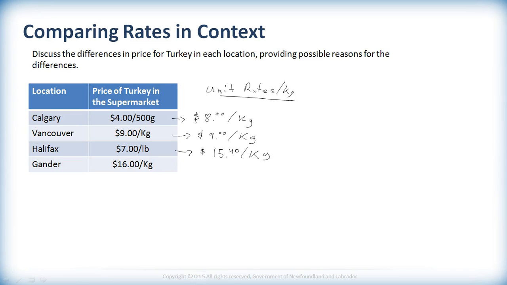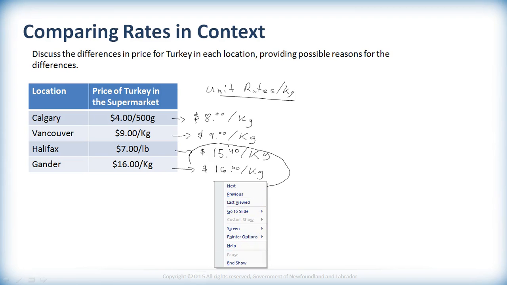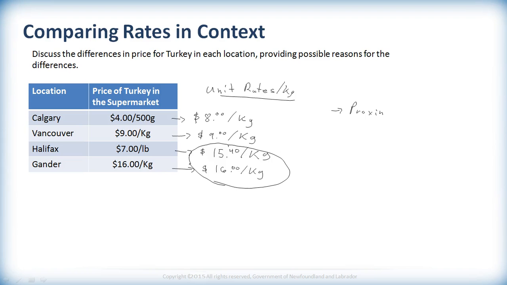And the Ganderites, what are they paying for turkey? $16 per kilogram. Already gone standard there. Okay. Seems to be that turkeys are way more expensive in the east than they are in the west. Why would they be more expensive in the east than they are in the west? I'm going to guess proximity. That means distance you are away to the farms where the turkeys are actually being produced, right? Shipping cost, basically, is what that is.